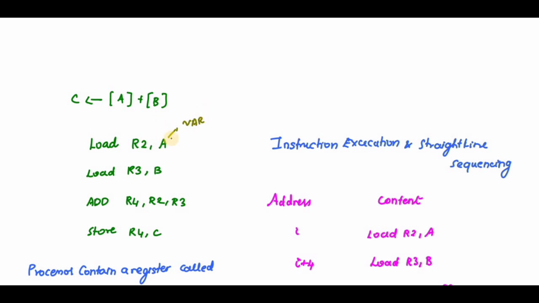So I'm going to move the content which is present in A to R2 with the help of the load command. Similarly, I am going to move the content from B to processor register R3 using the load command. So these two get added and the result is stored in R4, right? Then the R4 value again will be stored in the memory location C. Okay.